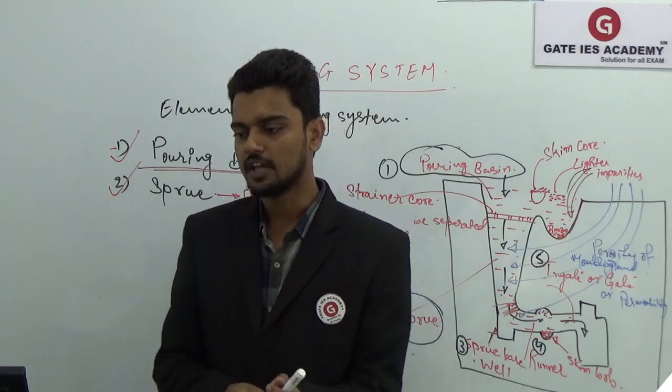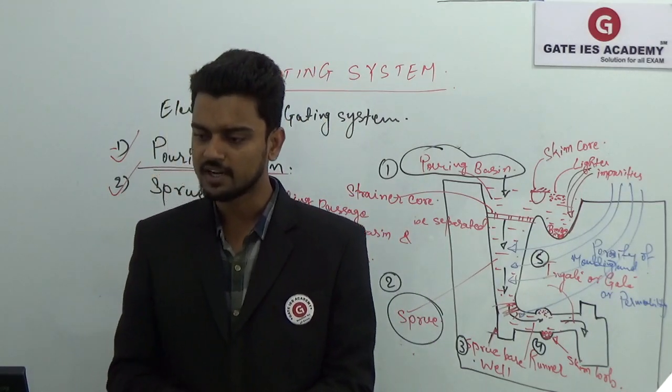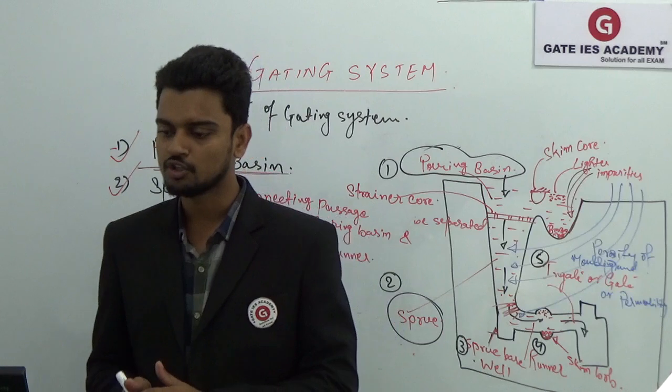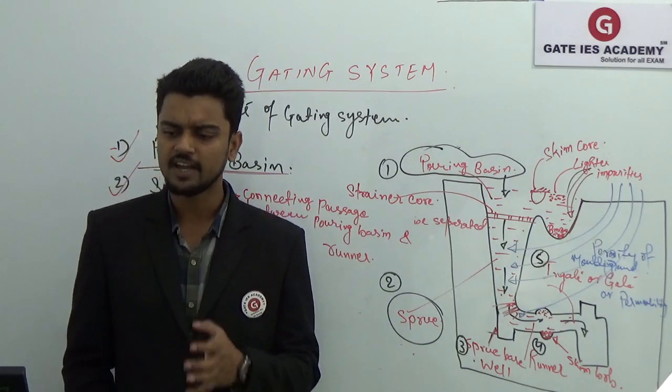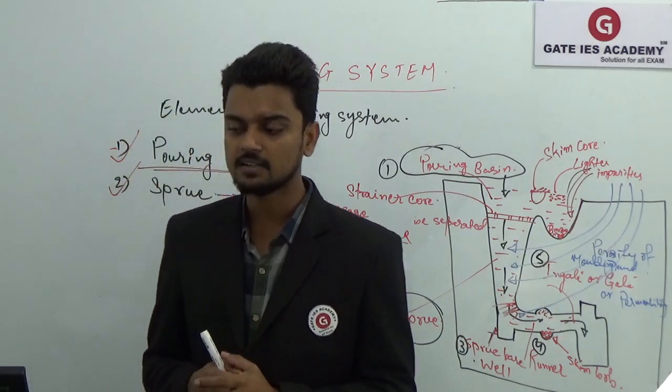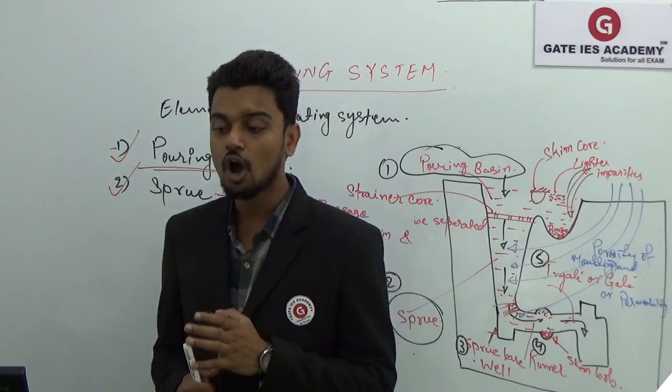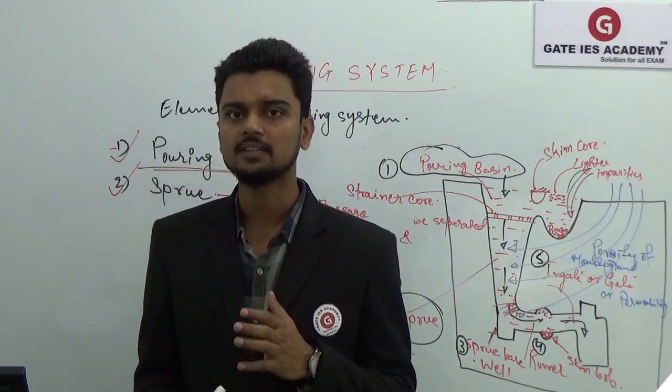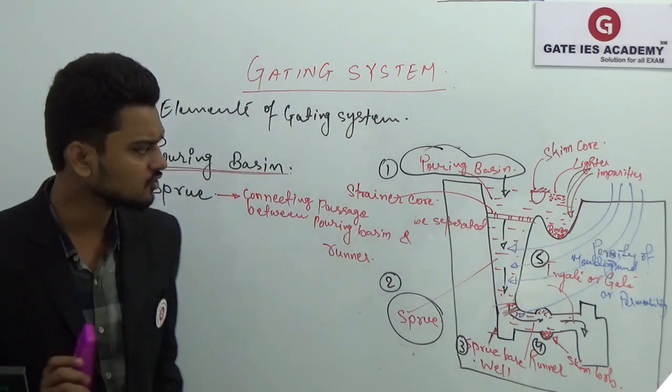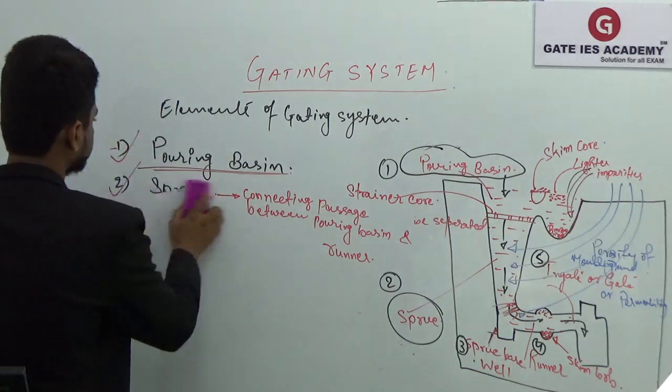You can see the important points regarding the top gating system on your screen. The first point is that in the top gating system, molten metal enters the cavity from the top with atmospheric pressure at the base.